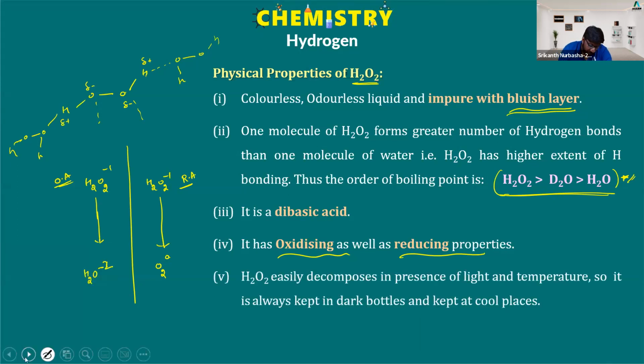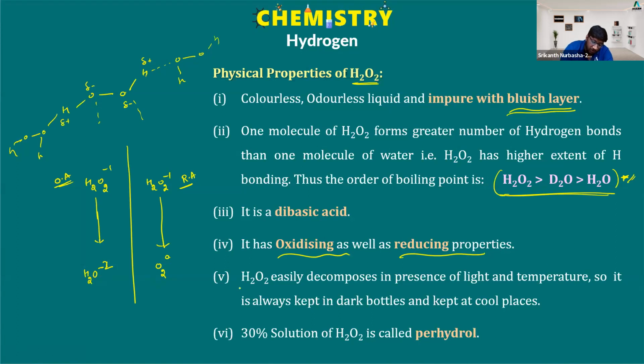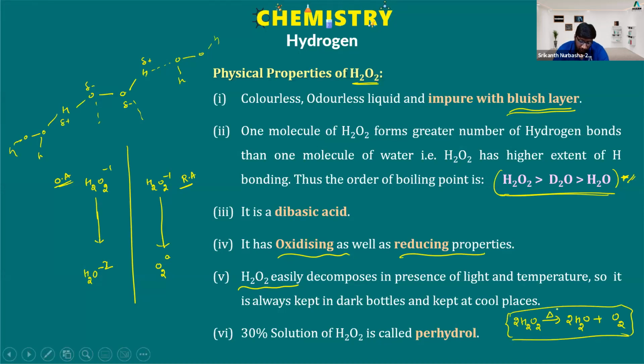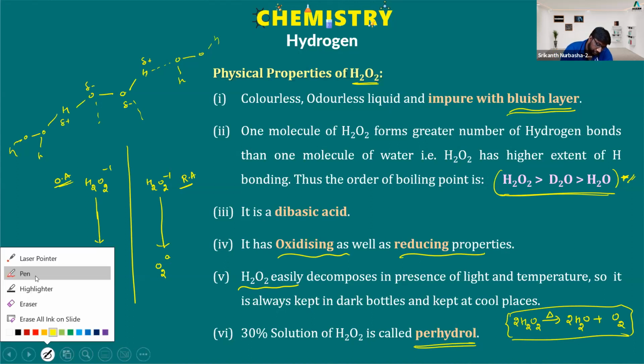H2O2 easily decomposes in the presence of light and temperature. So it is always kept in dark bottles and kept in cool places because in H2O2 we have a peroxy linkage. Due to the peroxy linkage, what happens? The repulsions are going to be high. So 2H2O2 gives 2H2O plus O2. This is how the balancing happens, and this reaction happens at high temperature. A 30% solution of H2O2 is called perhydrol. Right.